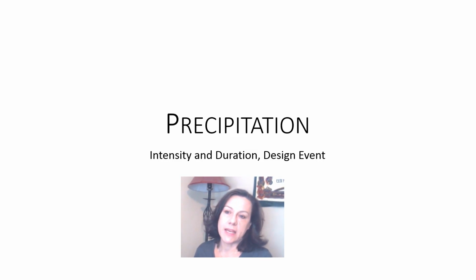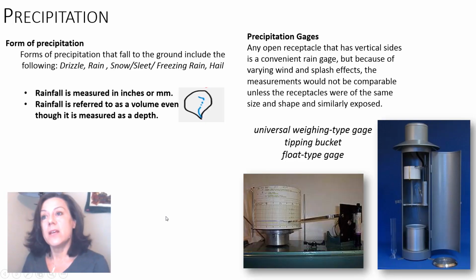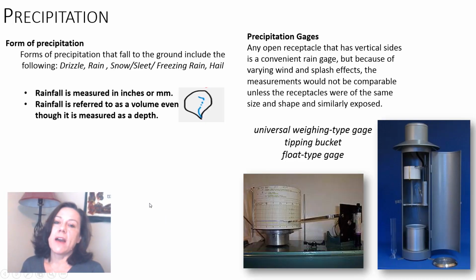Now we're going to talk about precipitation. We're going to talk about the intensity, duration, and the design storm event. When we start talking about precipitation, we have to figure out how we're going to actually measure it. So there's some typical gauges that they use: the universal weighing gauge, the tipping bucket, and the floating type gauge.